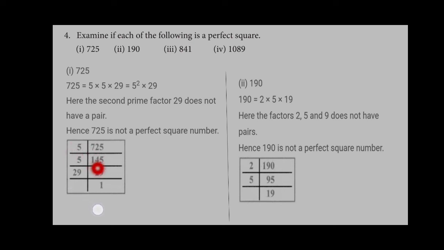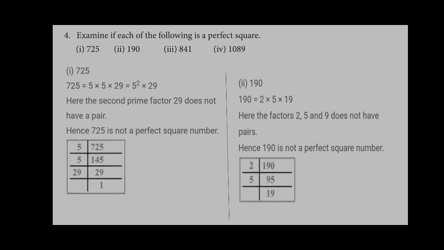5. So 1 5 is 5, carries 2, 22, 4 5s are 20, carries 2, 25, 5 5s are 25. Again we can use 5. Last digit is 5, so we can use the 5 table. 29 5s are 145. So 29 is a prime number. So we cannot take a square, or we cannot cancel this. So 1 into 29, 29 will come. Understand? So here for 5 we have the pair, 5 square. For 29 there is no pair. Okay, so it's not a perfect square. Okay, 725 is not a perfect square.